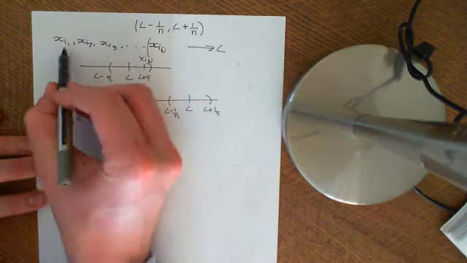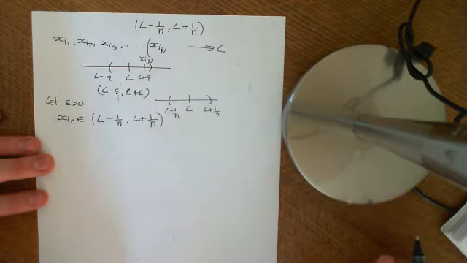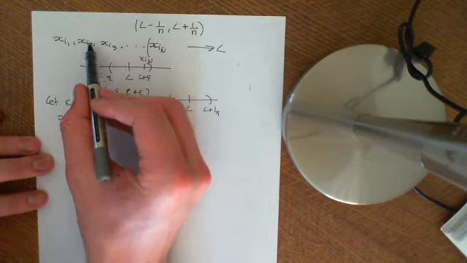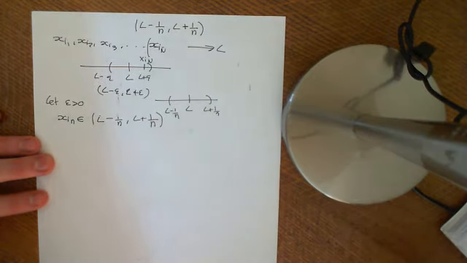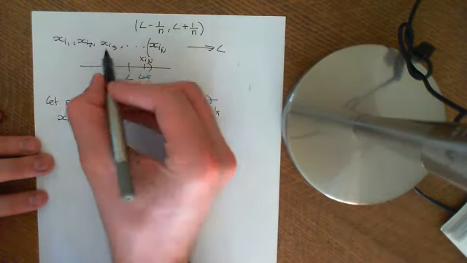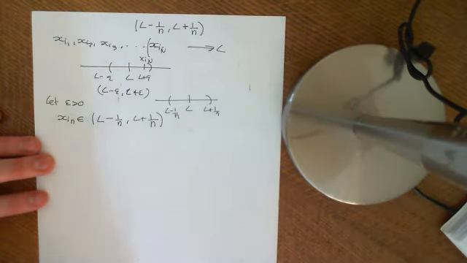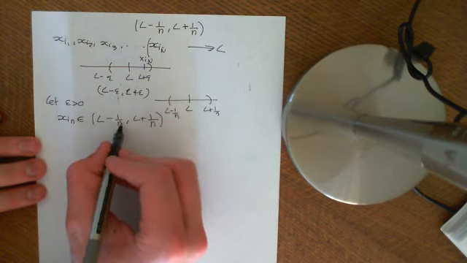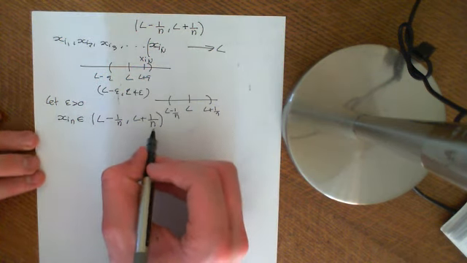So this first term was in the interval L minus 1 over 1 to L plus 1 over 1. The second term was in the interval L minus 1 over 2 to L plus 1 over 2. This one was in the interval L minus 1 over 3 to L plus 1 over 3, etc. So we know that the nth term is within the interval L minus 1 over n to L plus 1 over n.